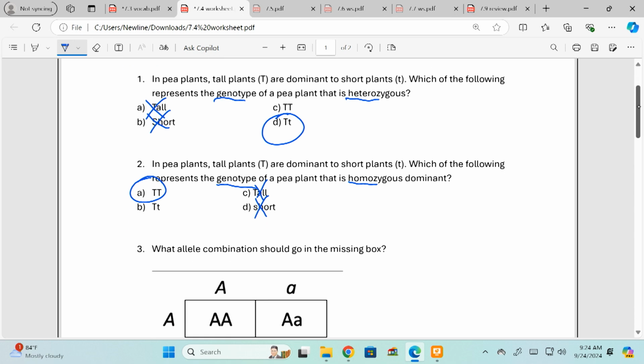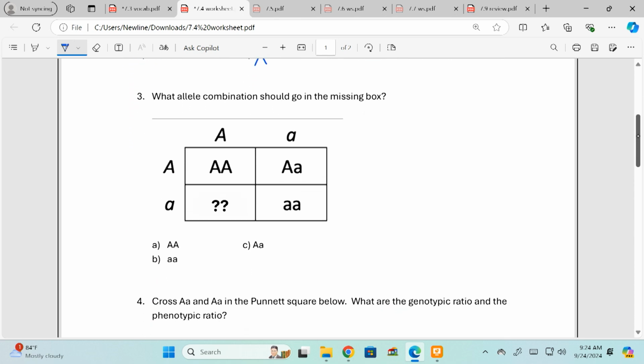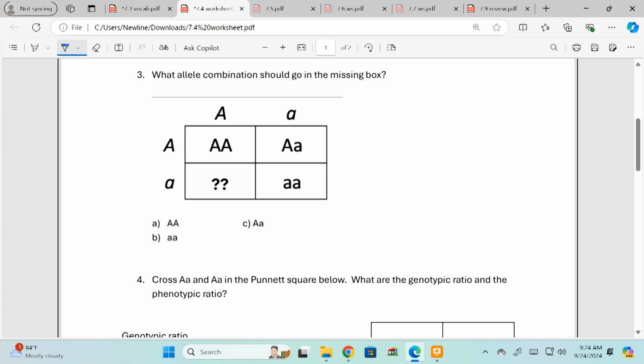Okay, so you can see how knowing these vocabulary terms is going to play a big role when you're trying to answer these questions. All right, let's keep it going, come down here to 3 and go ahead and start practicing on some of these Punnett squares. So 3 says, what combination should go in the missing box? Okay, and so it's this box right here that we're trying to figure out.